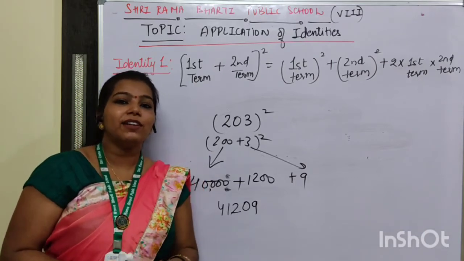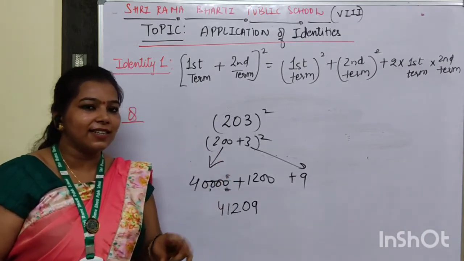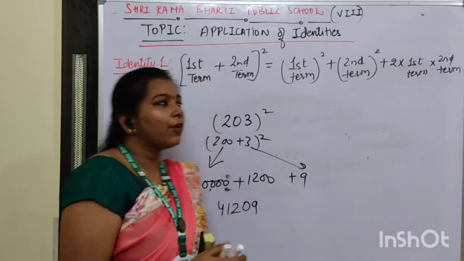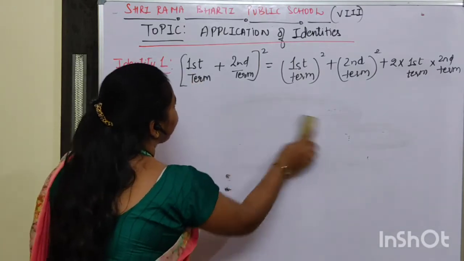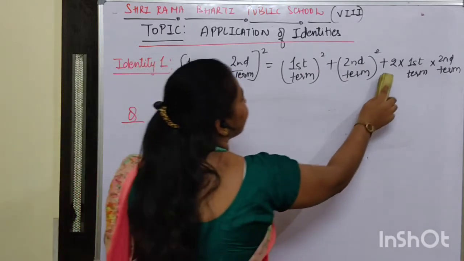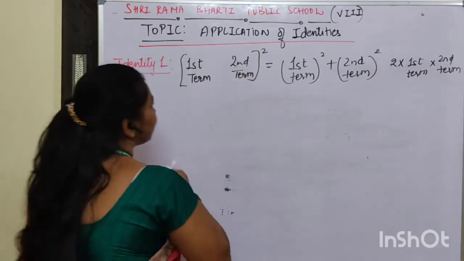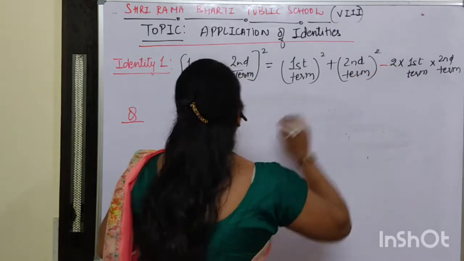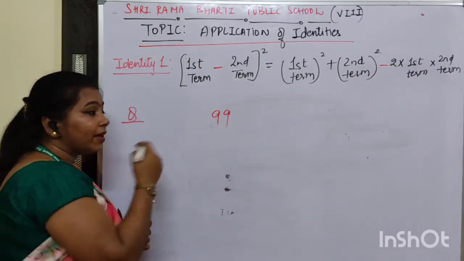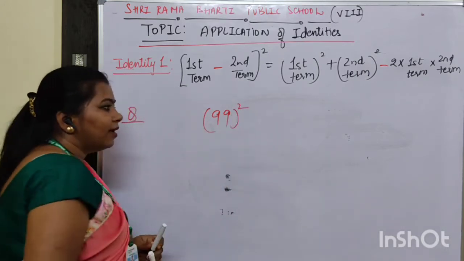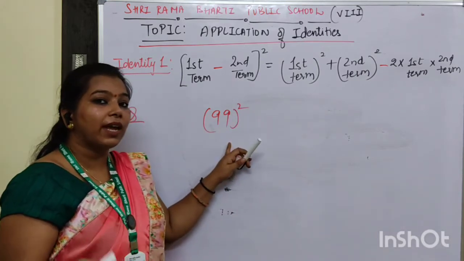Now we will discuss the same thing with the second identity. Let me show you a few examples with the second identity as well. We all know that the second identity means when the subtraction sign is given. Now let's start with a 2-digit number only: 99 square. We want to find out the square of 99.